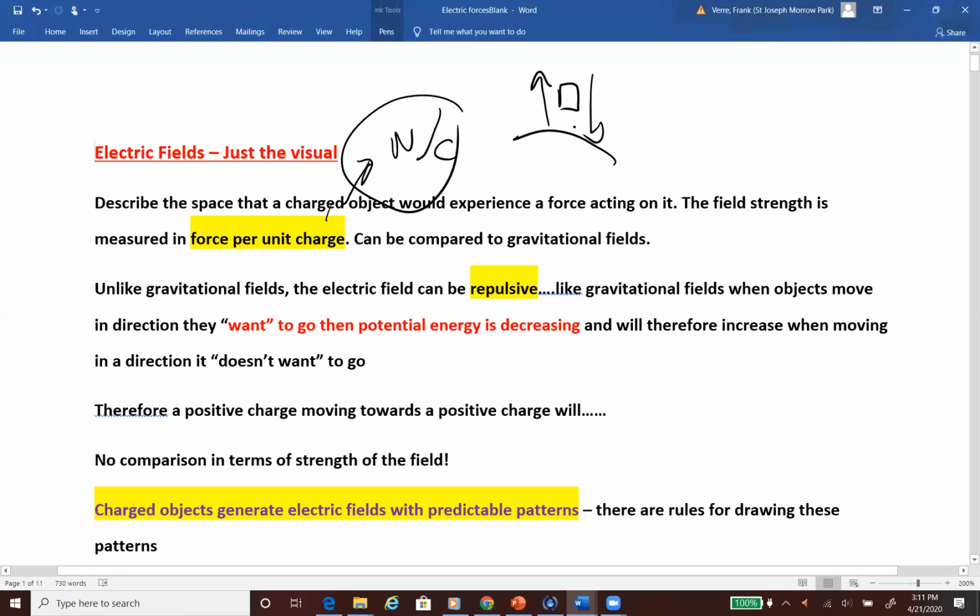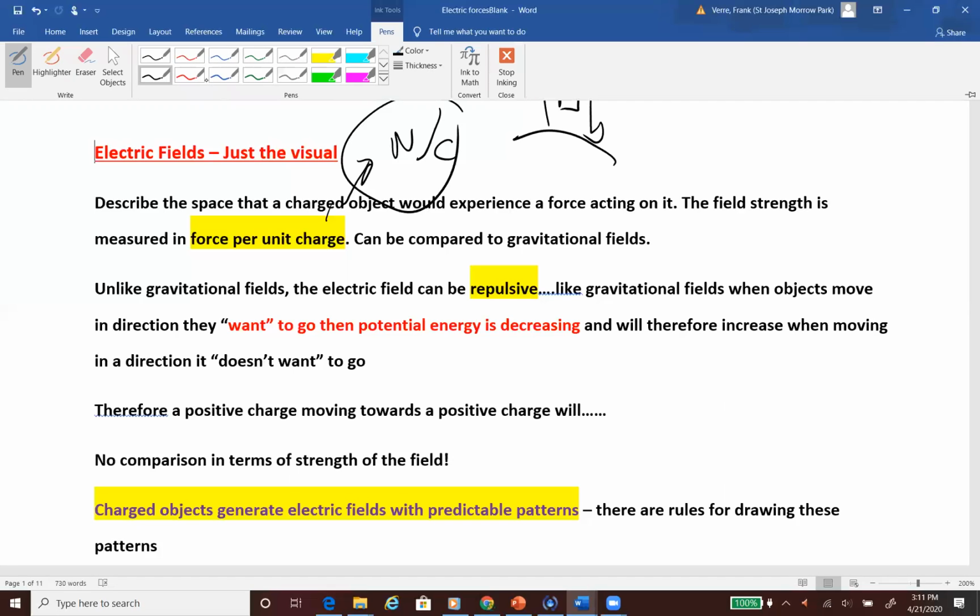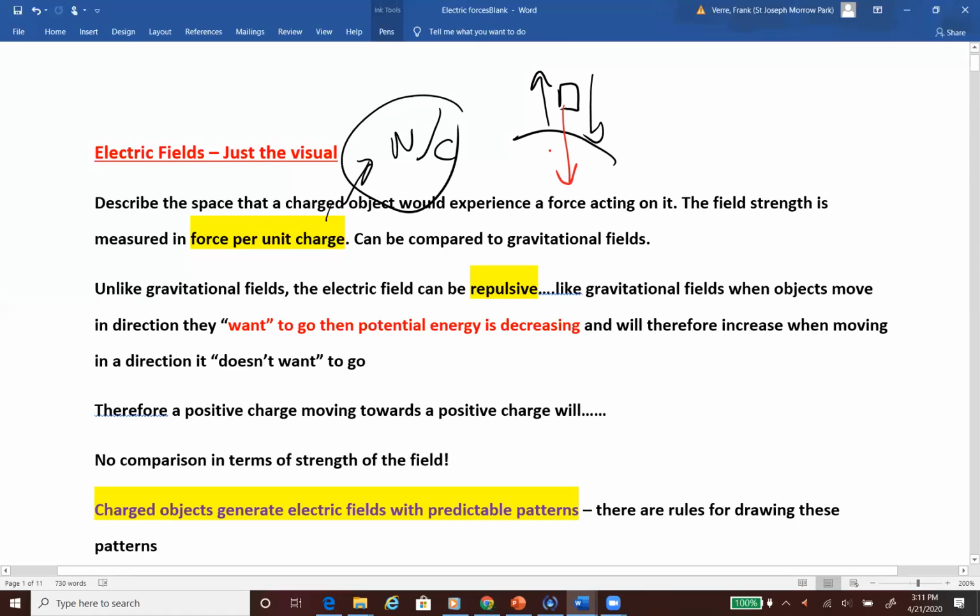And the reason is because if you move an object against or in the opposite direction of where it wants to go, then it's going to increase its potential energy, right? If it moves in the direction it wants to go, then its potential energy is going to decrease. So think of gravity. Gravity is going to try to obviously pull this object down. So if we move it in the opposite direction, in the direction it doesn't want to go, then its potential energy would increase. And you'll see when we do the questions with electric fields and measuring the energy, it's the same idea. Okay, it might be a little bit more complicated, but it's pretty simple.